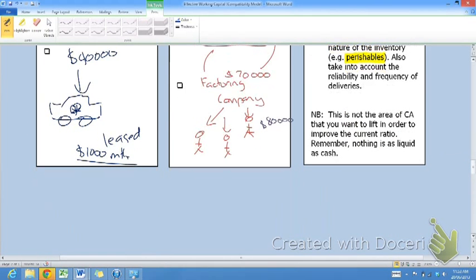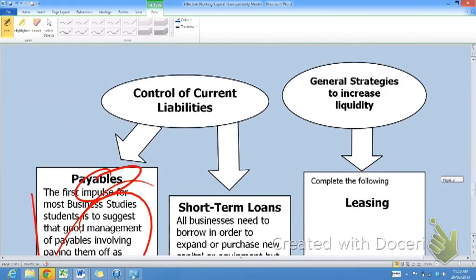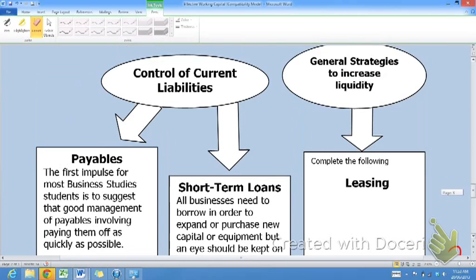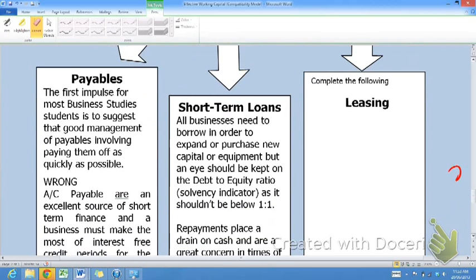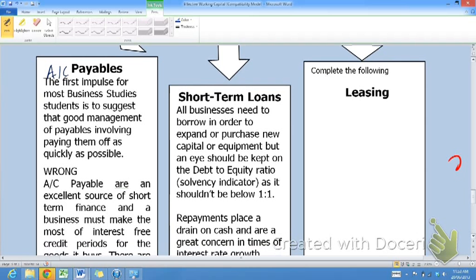Okay, let's look at the other side quickly, and let's take off some marks I've made here. Control of current liabilities. Again, it comes down to payables and short-term loans. So here we have accounts payables, okay, and what I'm trying to say here is that you don't always want to reduce these to zero.